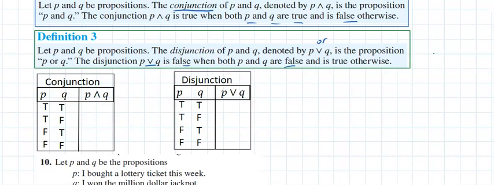So if I look at the truth tables for conjunction, this is AND. AND means you must satisfy both. The only time this will be true is when both of those are true. If one of them is false, since it's AND, that's automatically false. The disjunction, which is OR: if one of them is true, automatically it is true because you satisfied the case. The only time it's not true is when they're both false.